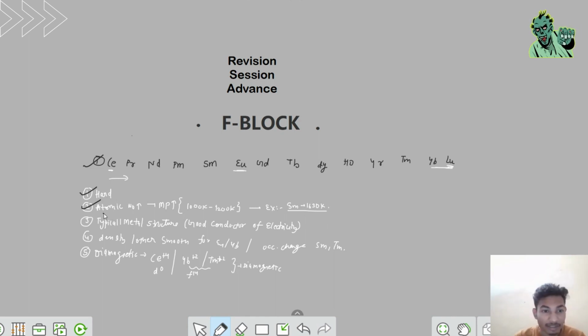As the atomic number increases, the melting point increases. जैसे atomic number increase होता है, इसका melting point भी increase होता है, and that melting point lies between 1000 Kelvin to 1200 Kelvin, except samarium का जो melting point होता है वो 1630 होता है, that is exceptionally high. And they all have the typical metal structure.